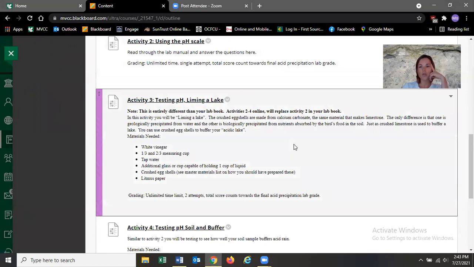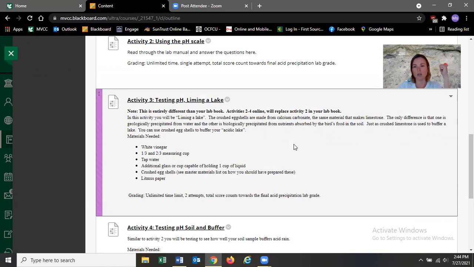You are going to lime your lake. Now listen, there are some reflective questions in this, okay? When it says, did your solution buffer? You can say yes, or no if it didn't. But when it's asking you a reflective question, and this goes for every single lab in this class, give me a few sentences. Give me something to go on.